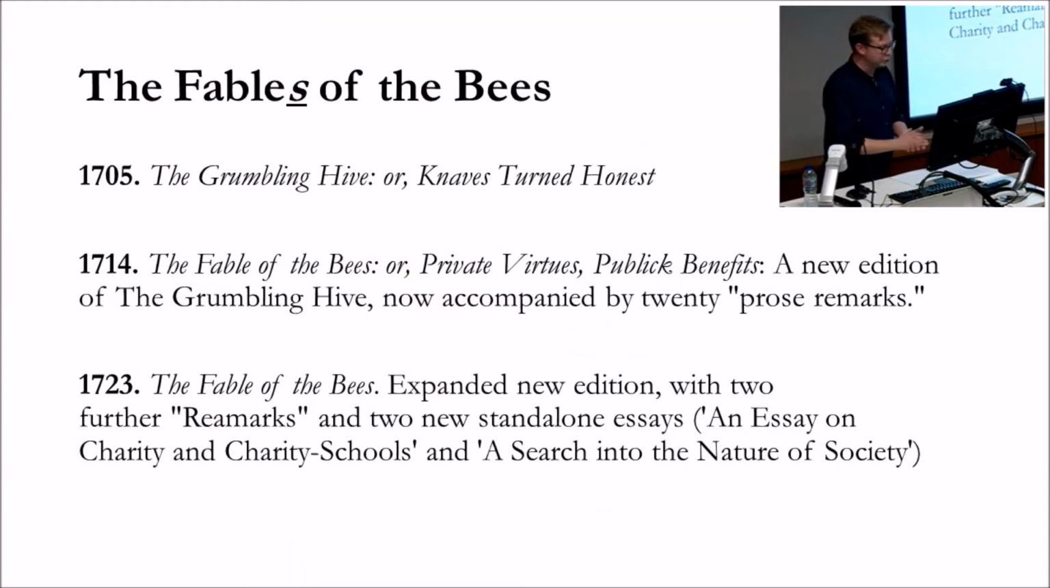So he first writes it as The Grumbling Hive in 1705. Then, many years later, in 1714, he publishes it again in a slightly expanded edition called The Fable of the Bees, or Private Virtues, Public Benefits. Publishes it again in 1723, to which he expands. It includes a few more standalone essays. And then an interesting thing happens.